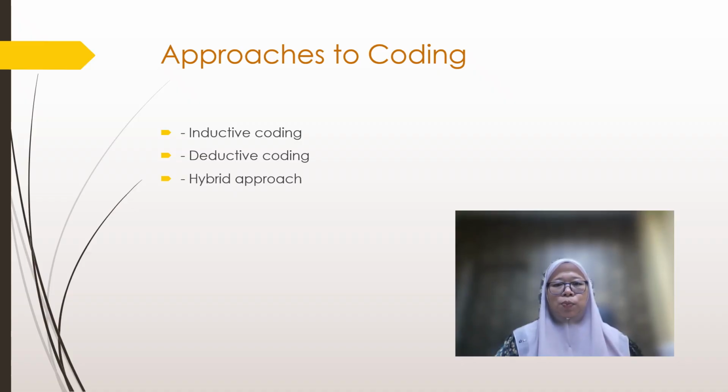There are two main ways to approach coding. First is inductive coding, which means you allow patterns and themes to emerge naturally from the data. So nothing is predetermined. Second is deductive coding, which uses predetermined categories based on theory, literature, or the research framework. In some studies, researchers use a hybrid approach of these two types of coding, where they begin with a set of expected codes, but remain open to new codes that emerge unexpectedly from the data.